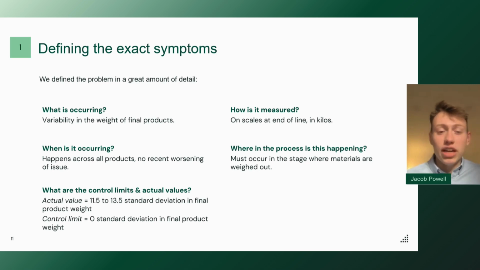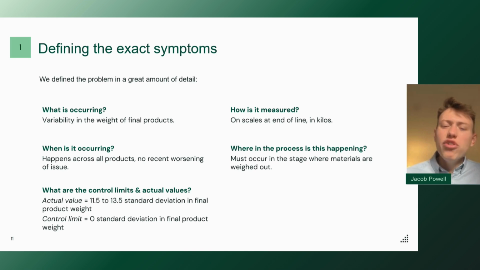What are the control limits and actual values? Well, the control limit here is that we should obviously have 0 standard deviation in final product weight. We don't want any inter-product variability. And the actual value is that we have between 11.5 and 13.5 standard deviation in the final product weight. And again, that obviously shows that our final product weight is out of control because it deviates from that control limit.